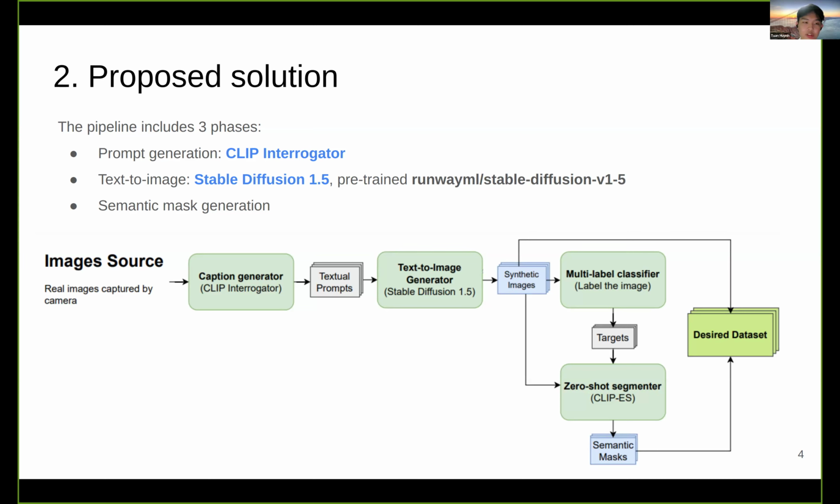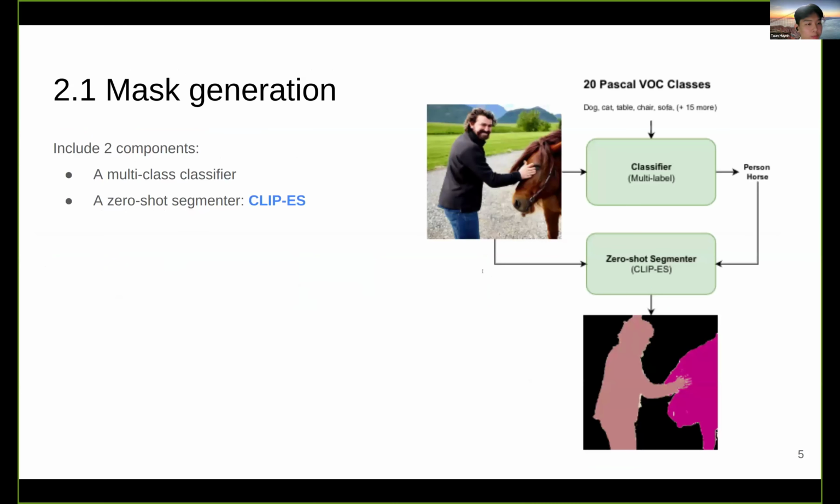And the last phase is to use a combination of a CLIP-like zero-shot segmentation model and a classification model to generate semantic segmentation masks given the synthetic images and prompts from previous phases. In the last phase, which is the mask generation phase, the module includes two components. The first component is a classifier. The second component is a zero-shot segmenter. We decided to use the CLIPES model as our final segmenter since it complies with the competition rules and gives decent results in our experiments.